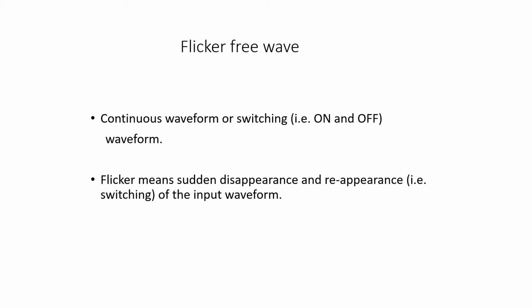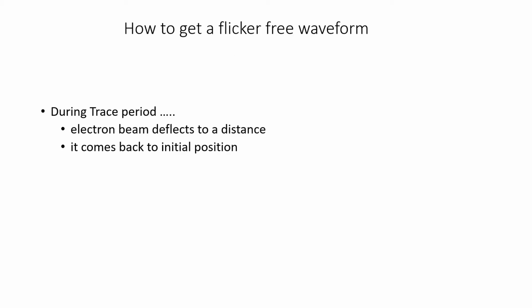Next is flicker-free waveforms. What are the conditions to obtain flicker-free waveforms? A continuous waveform, or a switching waveform, that is, one that has two levels, on and off. Flicker means sudden disappearance and reappearance, that is, switching of the input waveform. So, how to get a flicker-free waveform?